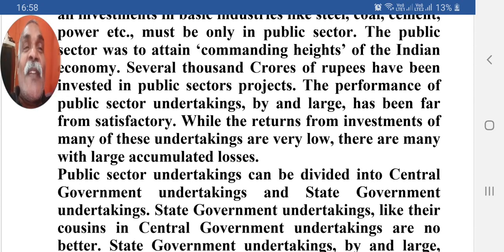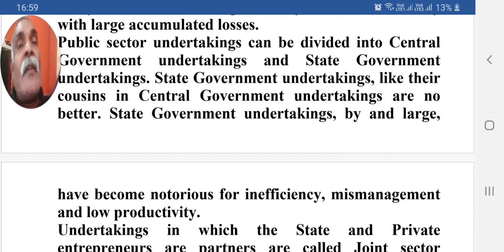But the performance of public sector undertakings by and large has been far from satisfactory. While the return from the investment of many of these undertakings was very low, there are many with large accumulated losses. This public sector undertaking can be divided into central government undertakings and state government undertakings. State government undertakings, like their cousins in central government undertakings, are not at all better. State government undertakings, by and large, have become notorious for inefficiency, mismanagement, and low productivity.